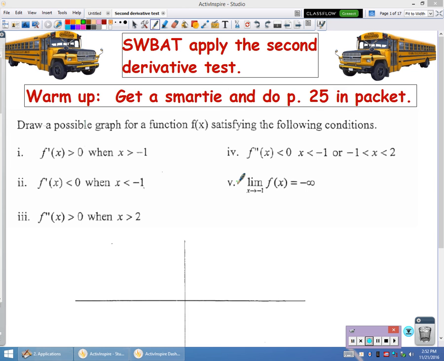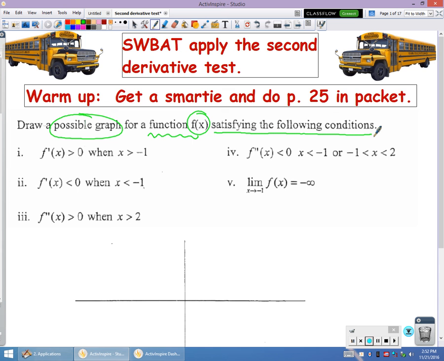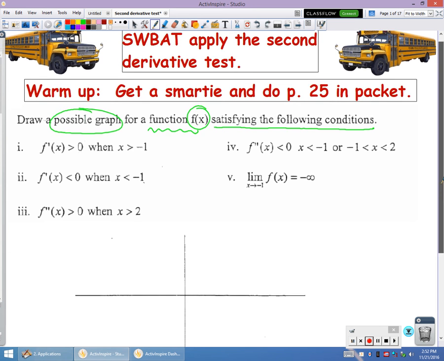So what we have here, the instructions are to draw a possible graph, which indicates that perhaps there's more than one way to accomplish this. We're graphing a function whose name is f of x, and the function that we're drawing must satisfy the following conditions. So what you can see is that we have 5 conditions, 5 attributes that we're going to use to describe or to draw a graph of a possible original function that would meet all the criteria.